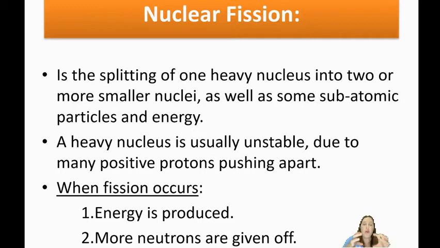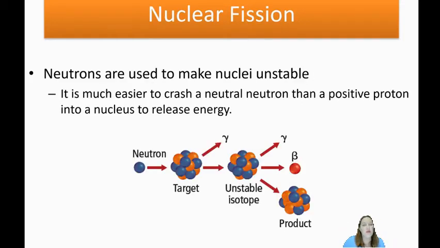And number two, you have something big breaking into two smaller things. Fission, it's fizzling apart. So this is an example of nuclear fission. A neutron goes into your nuclei, attacks your nuclei. We have a release of a gamma particle, and then we have that unstable isotope, a gamma particle, a beta particle. We have a new product, okay?